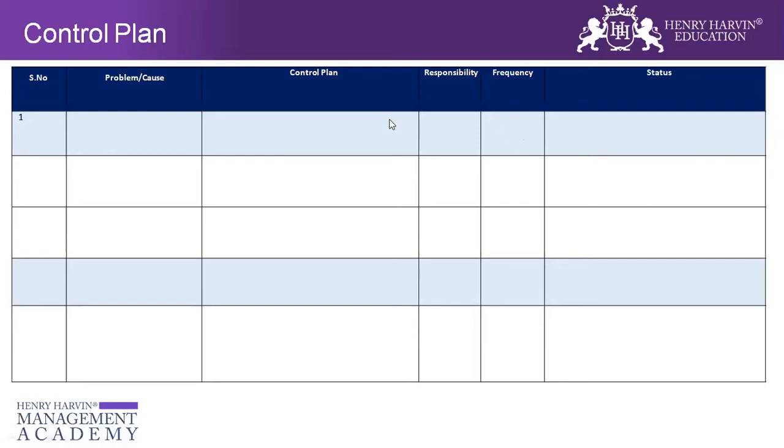There is a control plan, and there is a responsibility which needs to be assigned to a particular individual or group members to ensure that these things are happening on a daily basis. So there has to be a person who continuously watches whether the solutions which were implemented are being adhered to or not.